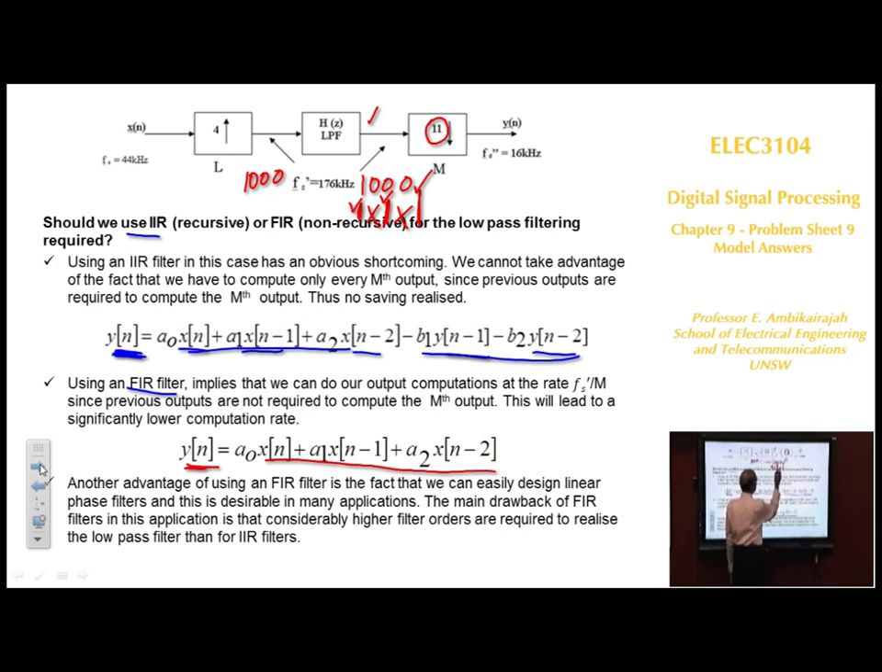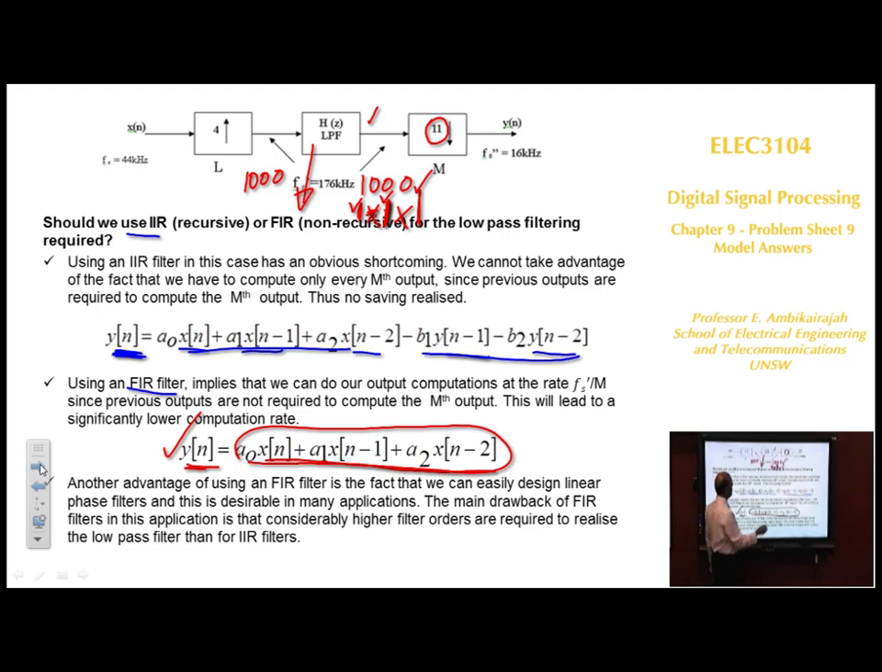And in order to calculate this, it doesn't depend on the previous outputs, because previous outputs are not required. This calculation depends only on previous inputs, not the previous outputs. Therefore, for the computational rate, you don't need to calculate every sample and then throw it out. You just calculate the sample that you require if you use an FIR filter. So we tend to use an FIR filter here. Do you understand that part?